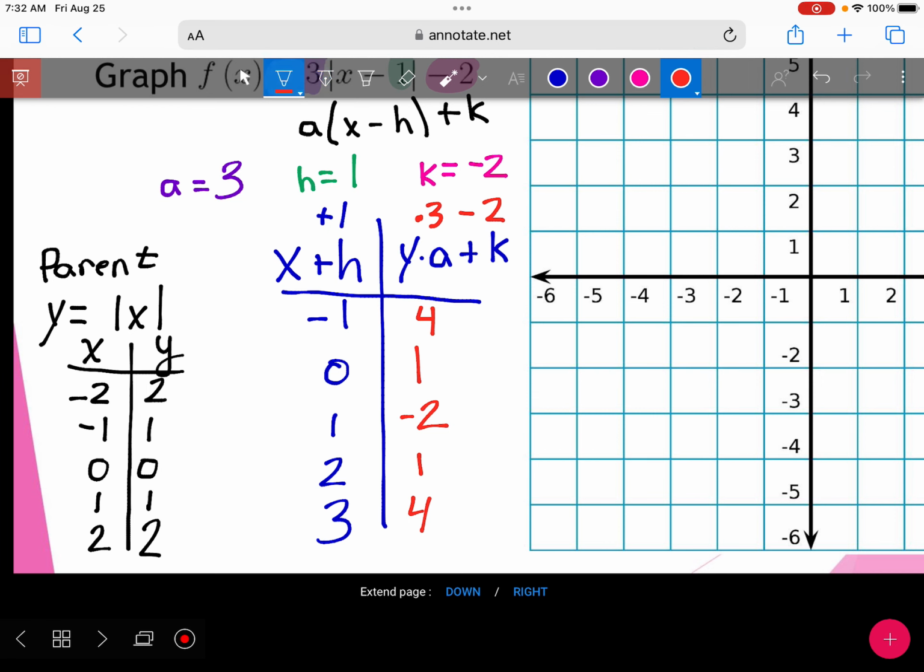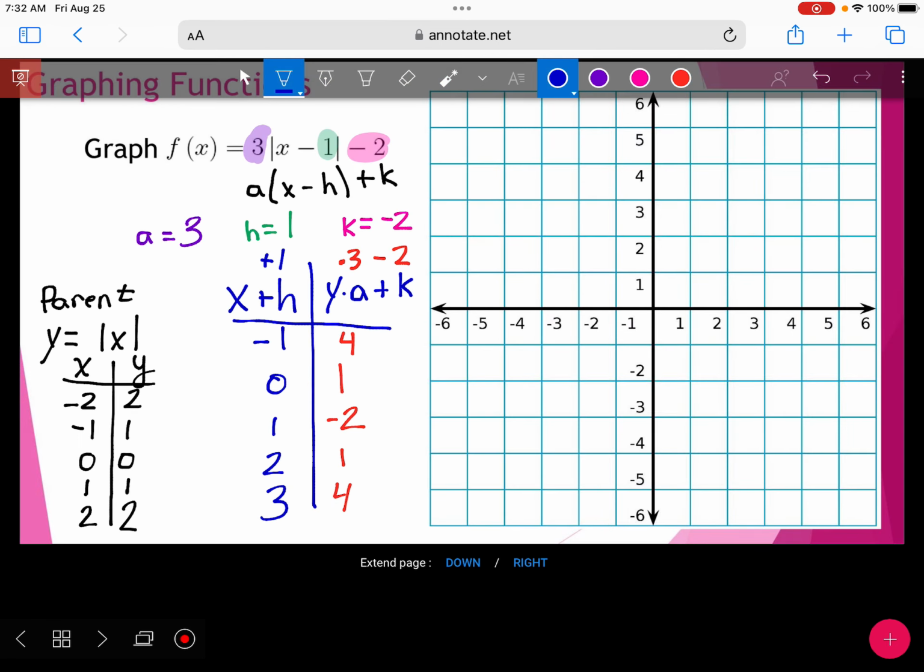So what we do from here is we plot up our points and connect them up. So we got negative 1, 4, 0, 1, 1, negative 2, 2, 1, and 3, 4.